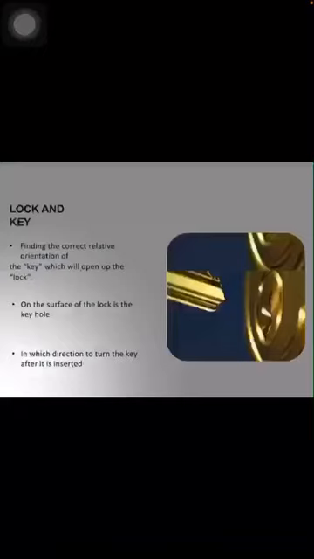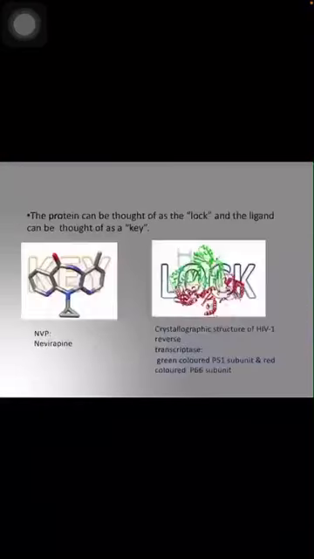The basic mechanism behind docking is the lock and key mechanism, which is finding the correct relative orientation of the key which will open up the lock. On the surface of the lock is the keyhole, into which the key is inserted and turned. The protein can be thought of as the lock, and the ligand as the key. The ligand and protein can be joined together as in the lock and key mechanism.